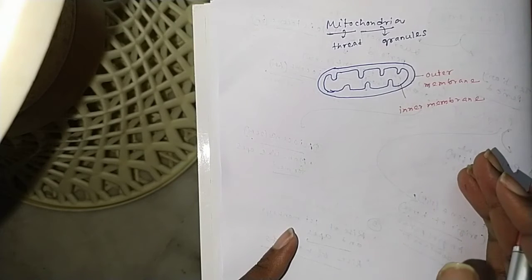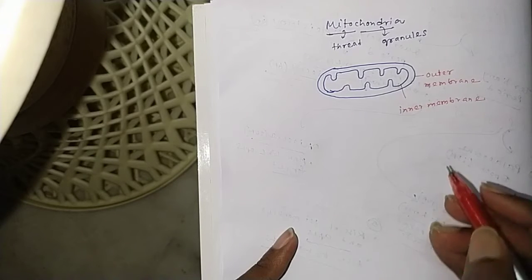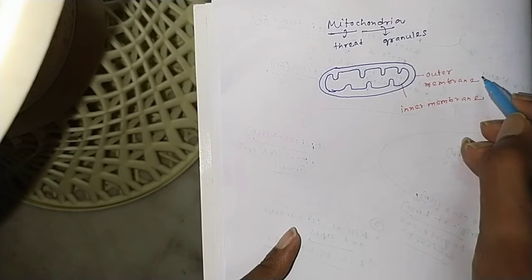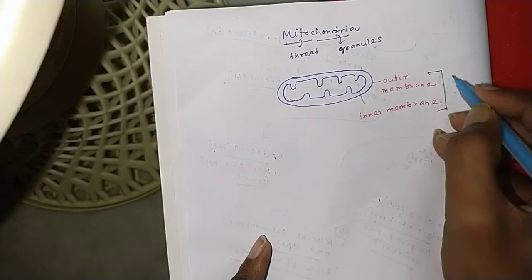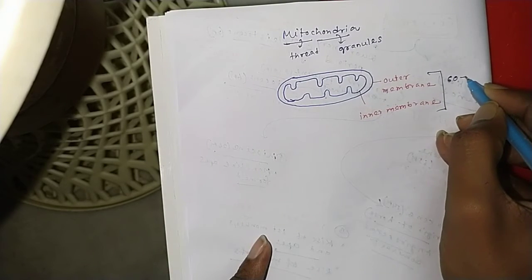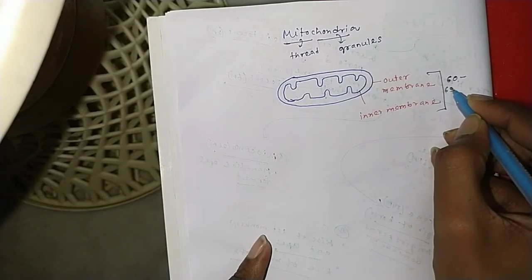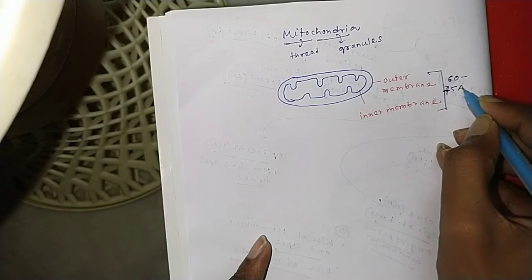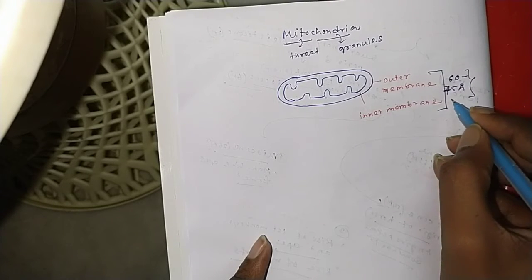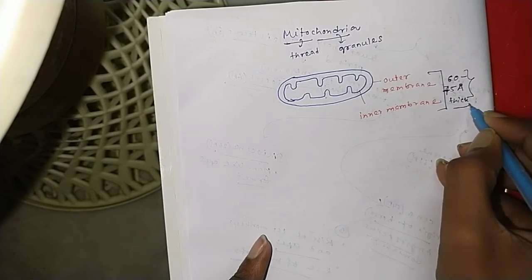Now the outer and the inner membrane are both 60 to 75 angstrom in thickness.